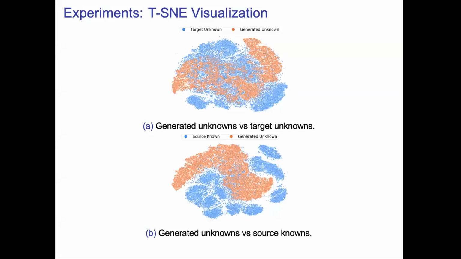To confirm that our generated samples are effective, we compare the distributions of the generated samples and unknown target samples. As you can see in figure A, our generated unknown samples in orange cover a large portion of the unknown target distribution in blue. Also, we compare the distributions of the generated unknowns versus the known classes, and you can see in part B that the generated unknown samples have only little overlap with the known classes. You can see that the unknown distribution somehow complements the known distribution.